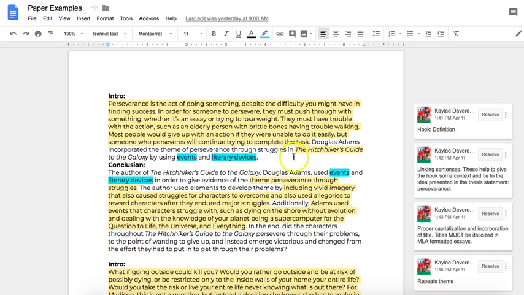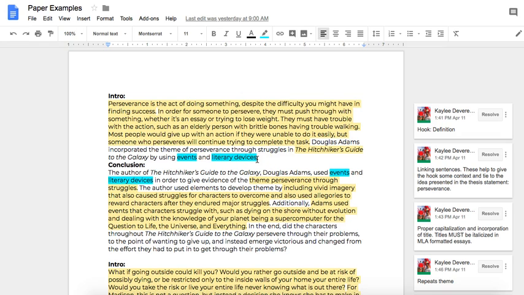Every time you see a thesis statement, you'll see that I've highlighted two elements, all right? These are all examples done by previous students. These are all works done by people your age on an assignment that you are now working on. And I asked them if I could use their work to help you better understand what it is that you need to do. So, Douglas Adams incorporated the theme of perseverance through struggles in The Hitchhiker's Guide to the Galaxy by using events and literary devices.